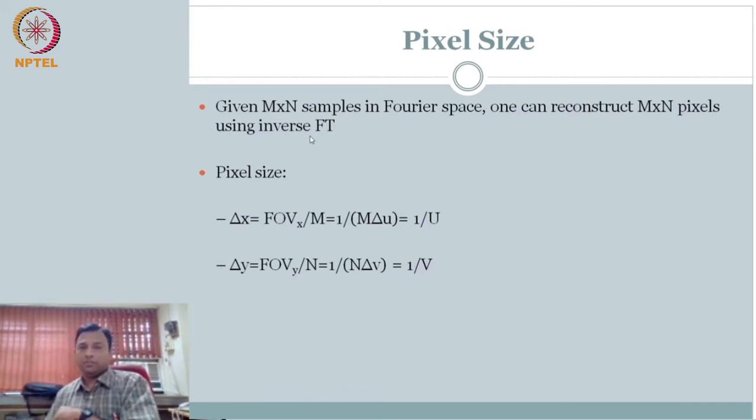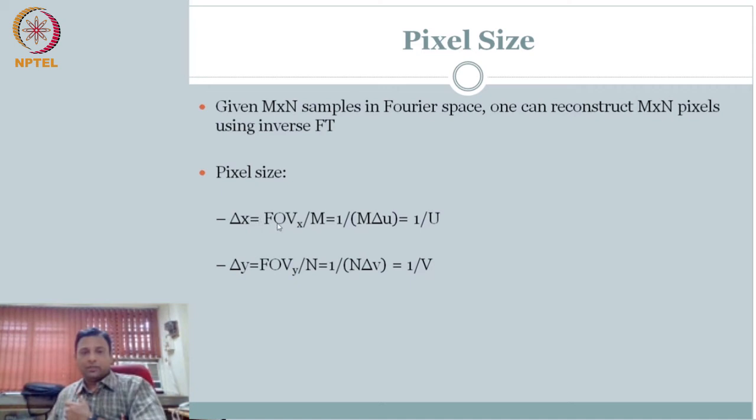Suppose we have m cross n samples in Fourier space, we can reconstruct m cross n pixels of the image using inverse Fourier transform. So the pixel size in your spatial domain becomes delta x, which is field of view in x direction divided by number of pixels. Right? One pixel size in x direction will be field of view divided by number of pixels. Delta y will be pixel size in y direction, which will be field of view in y divided by n, number of pixels in that direction. Which you can write as m delta u, n delta v.